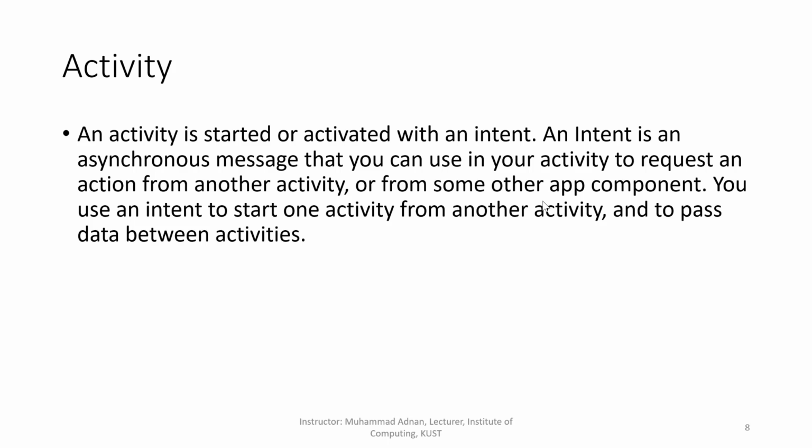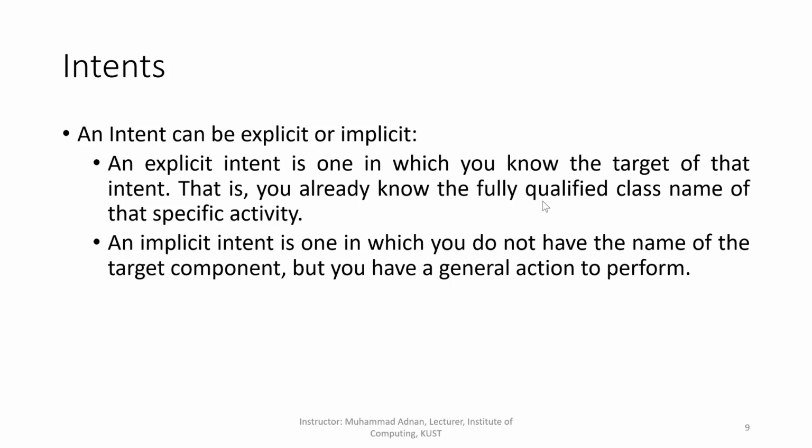So you can start one activity from another activity and pass data between those activities, or you can start another component of another app. An intent can be explicit or implicit. An explicit intent, which we are going to see in this app, is one in which you know the target of the intent. You already know the fully qualified class name of the specific activity.